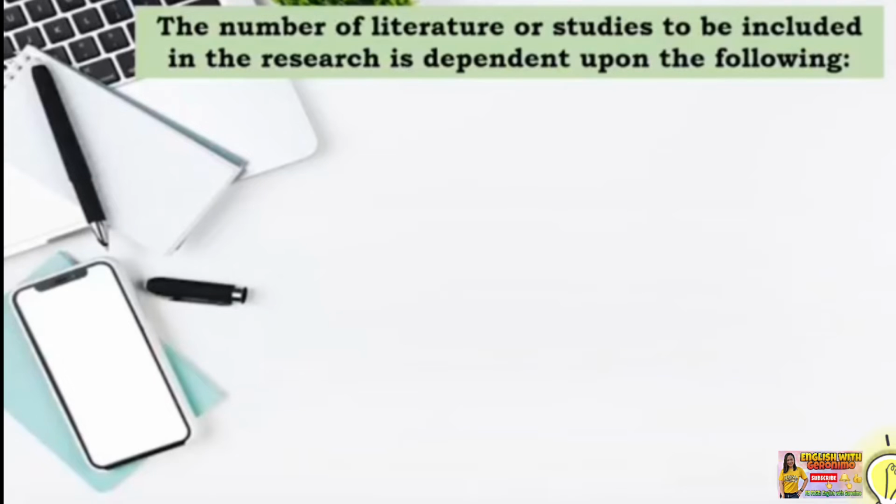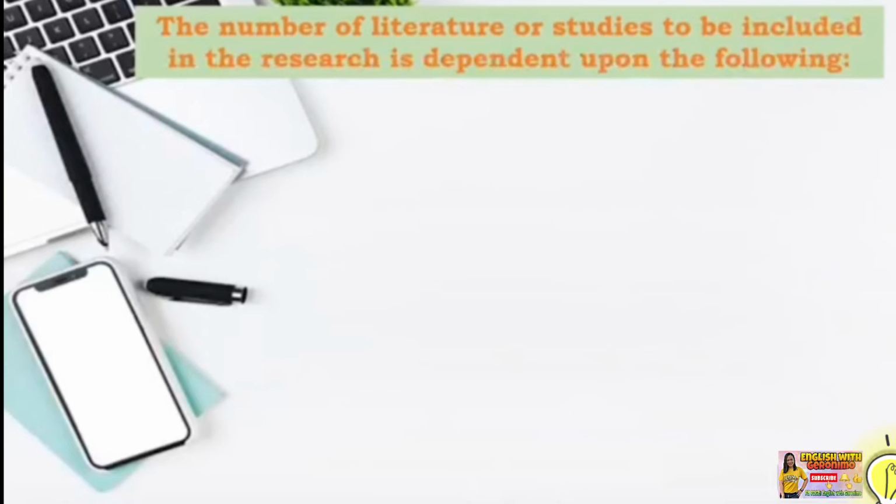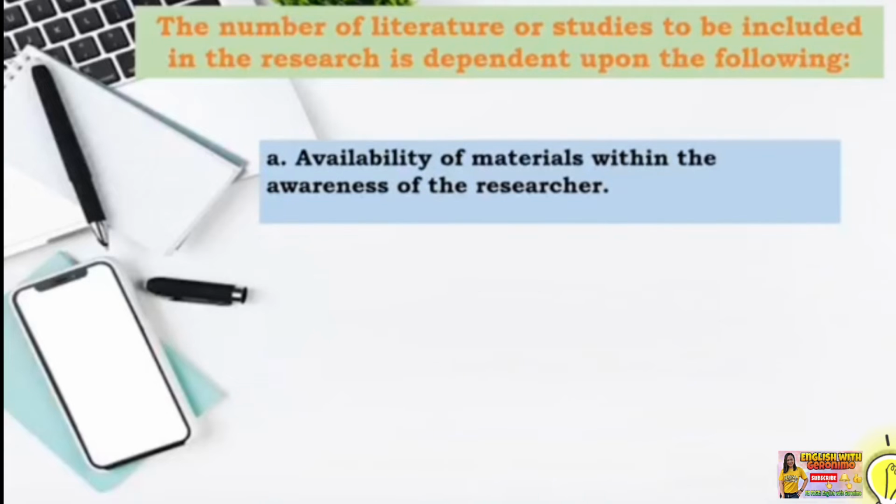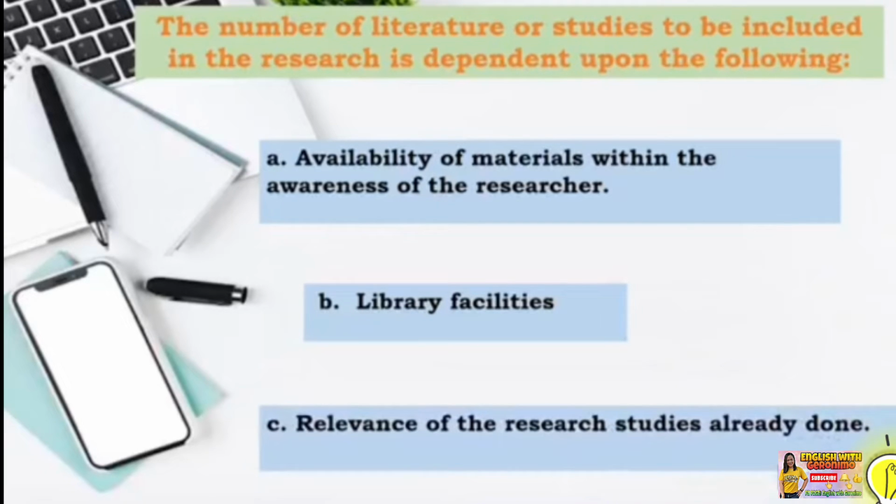It is not necessary to review all the literature in the field, particularly when one is dealing with a specific research topic. What the researcher needs are the materials that have direct relevance to the research topic. The number of literature studies to be included in the research is dependent upon the following. The first one, the availability of materials within the awareness of the researcher. Second, library facilities. And lastly, the relevance of the research studies already done.